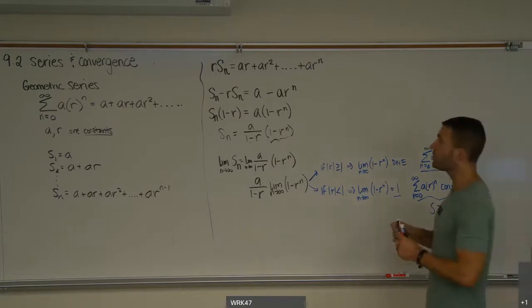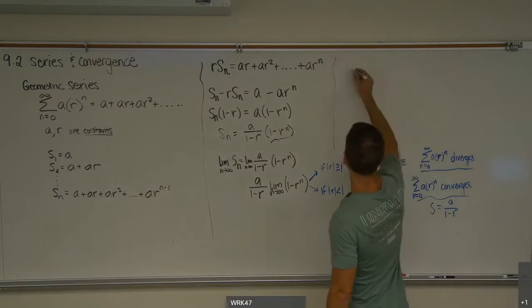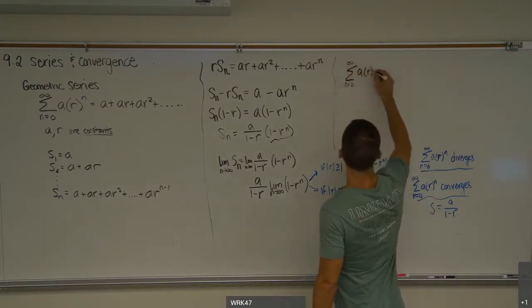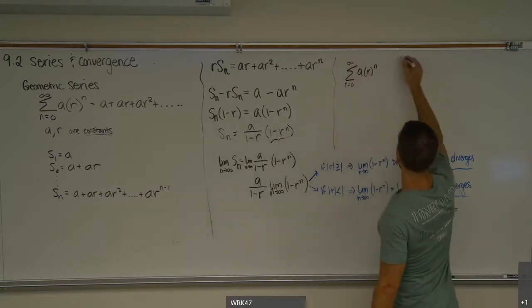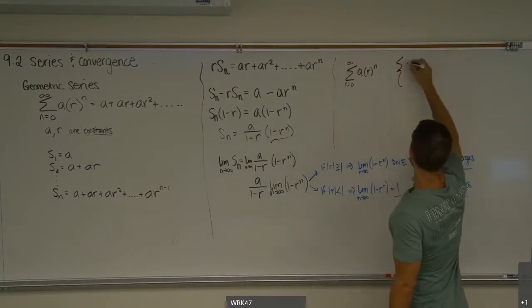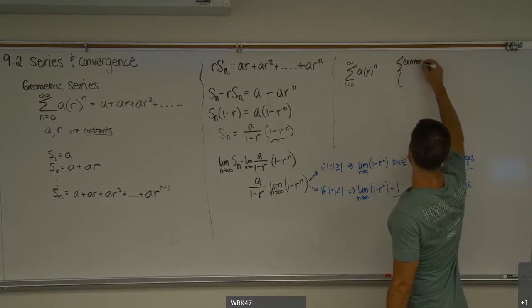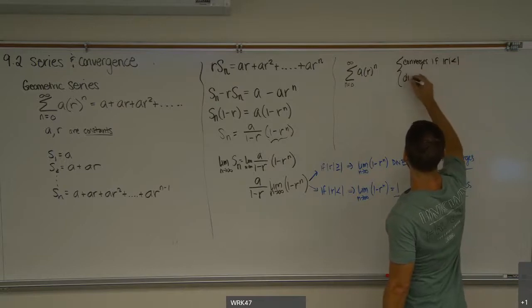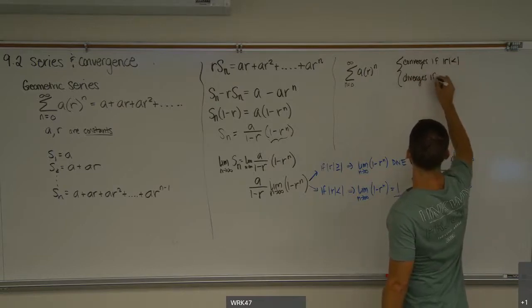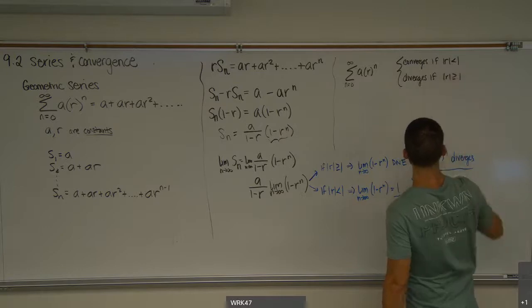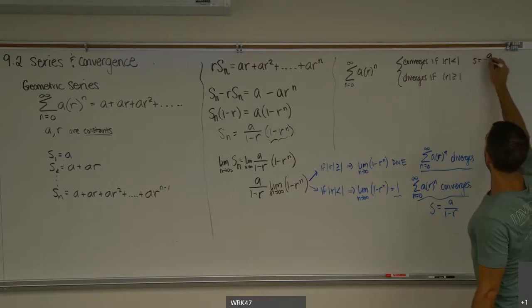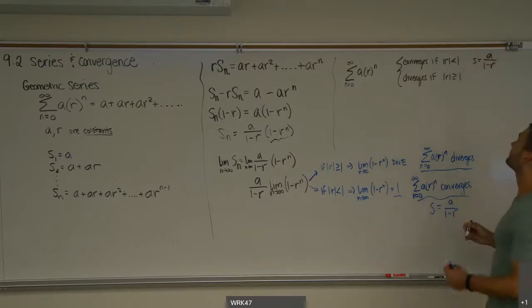And so what is our conclusion with geometric series? Given a geometric series, a r to the n, it will converge if the value of r is less than 1. It will diverge if the value of r is bigger than or equal to 1. And of course, if it converges, what is the sum? A over 1 minus r. What is the actual sum of the series if it's finite?